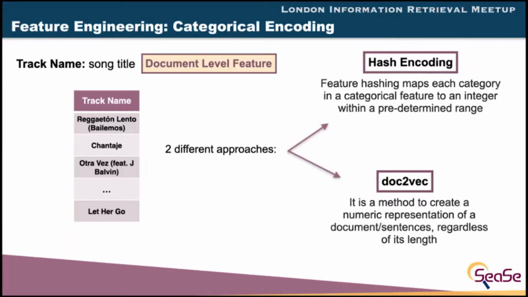Then another feature, the track name. This is a document level feature. We decided to encode this variable using two different approaches, hash encoding and doc2vec. And then we made a performance comparison between these two techniques to see what changed and which performed better.